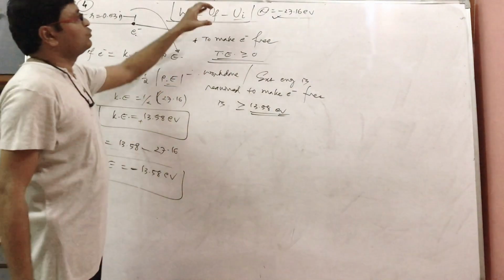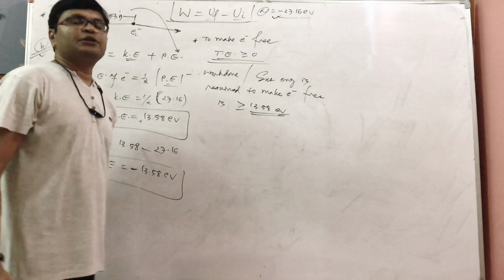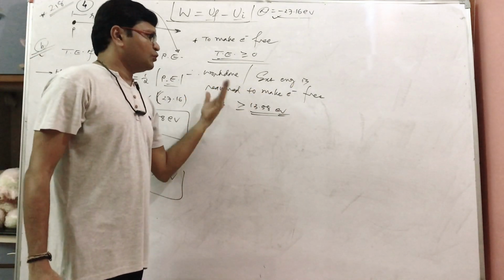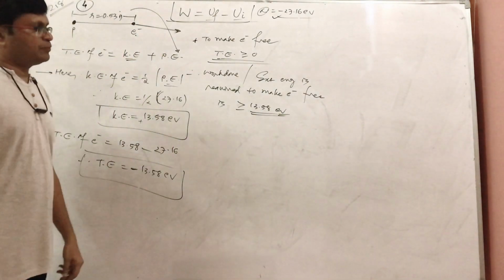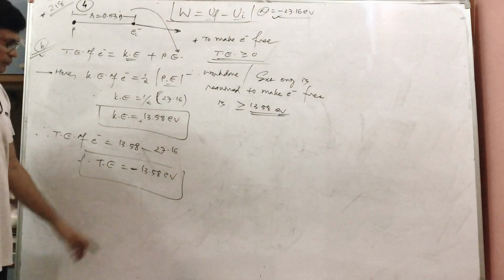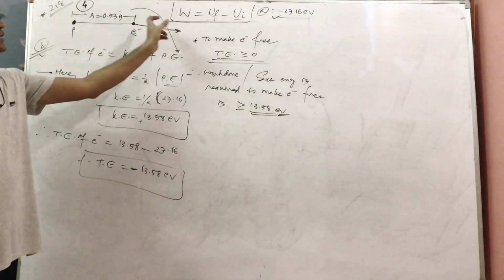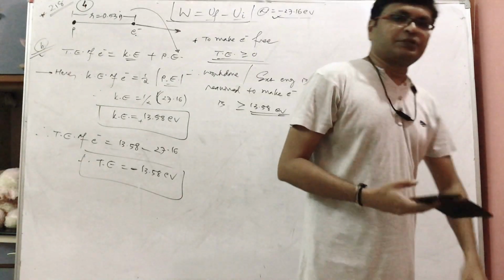And you know what the condition is to make a charged particle free from a bound state? Its total energy should be greater than or equal to 0. So the work done, or extra energy required to be supplied to make the electron free, is greater than or equal to 13.58 electron volt. If you give more energy than this, the electron becomes free. So this is the second case we have discussed.